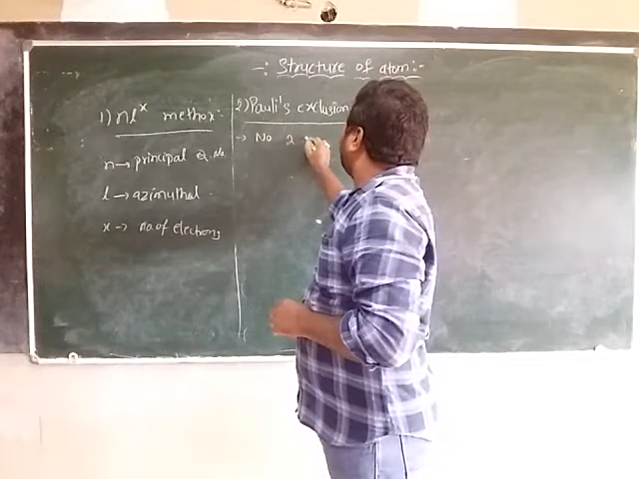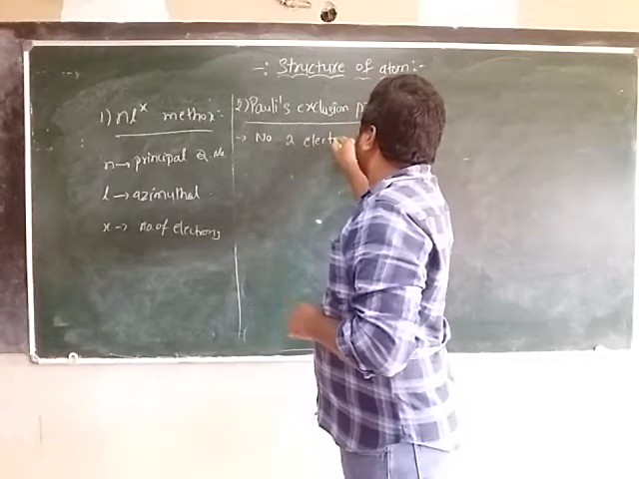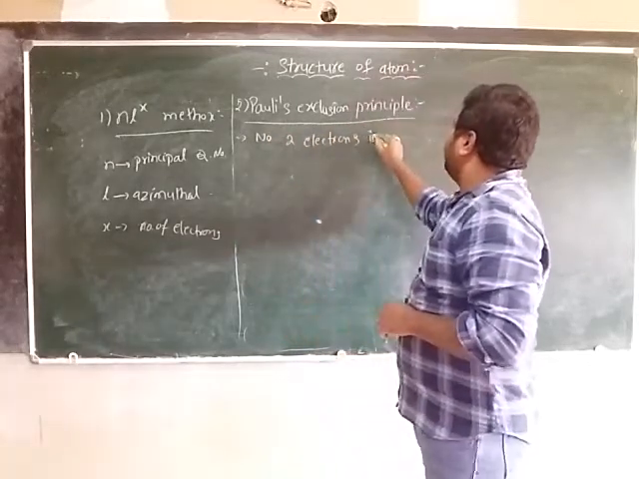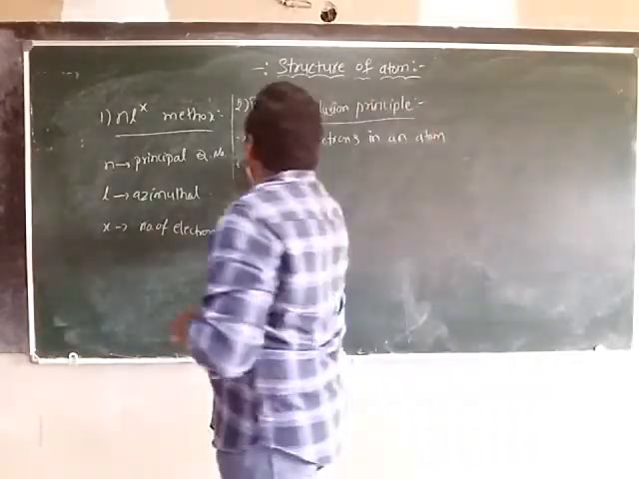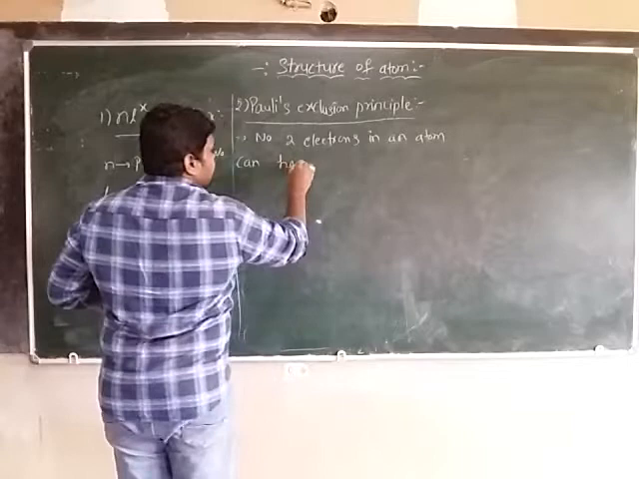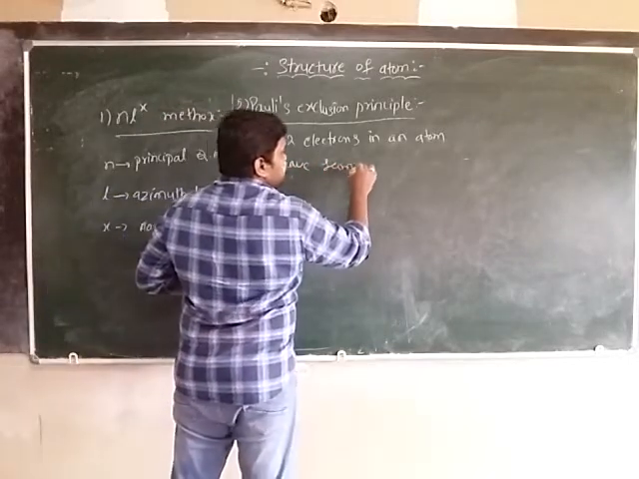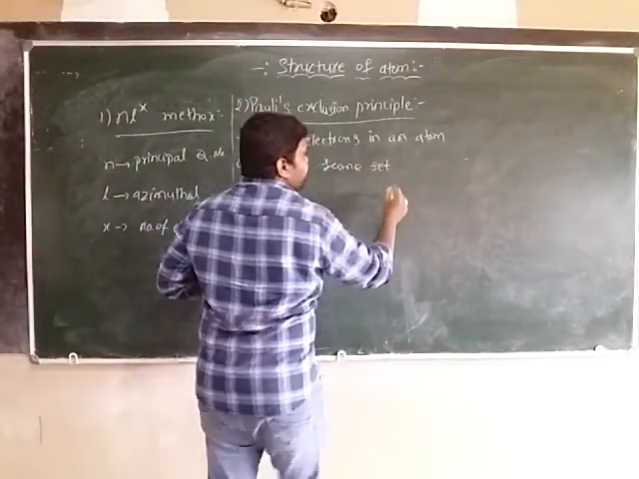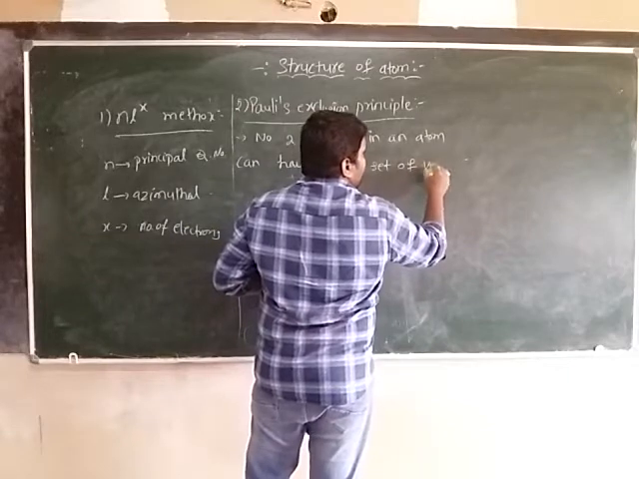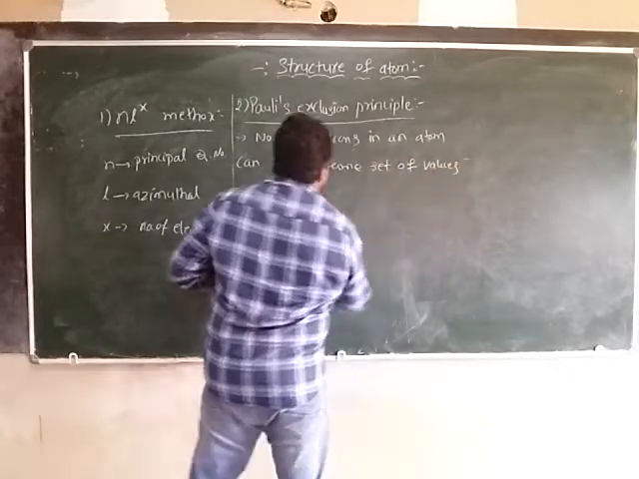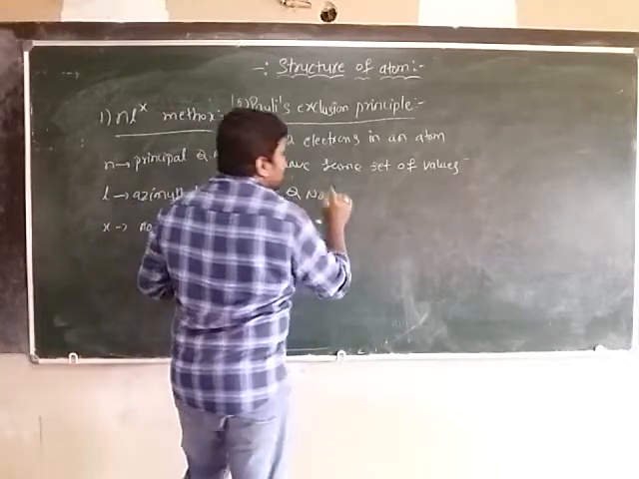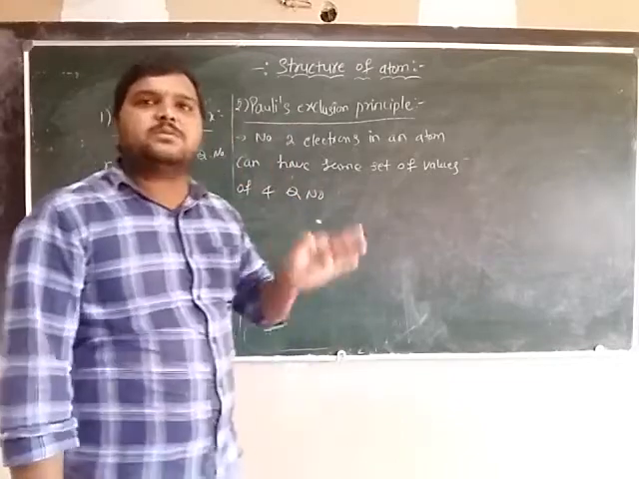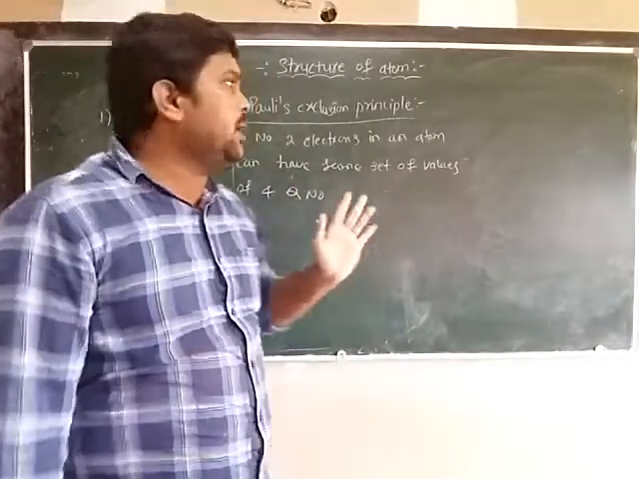No 2 electrons in an atom can have the same set of values of 4 quantum numbers. No 2 electrons can have the same set of 4 quantum number values.